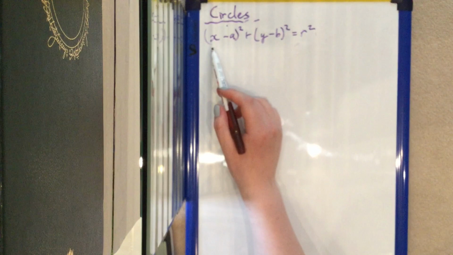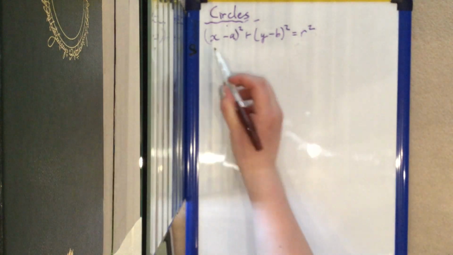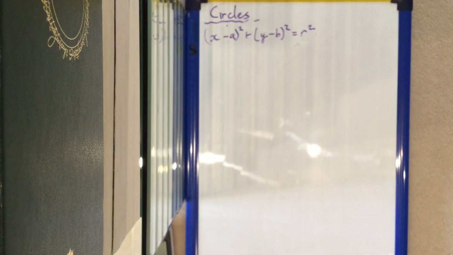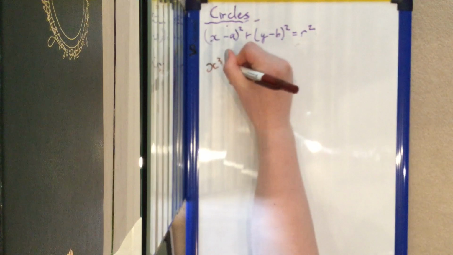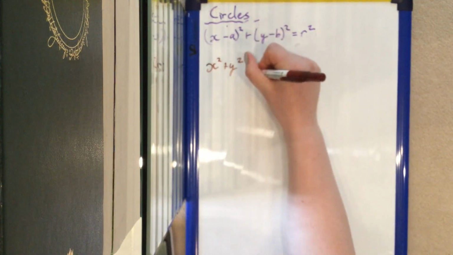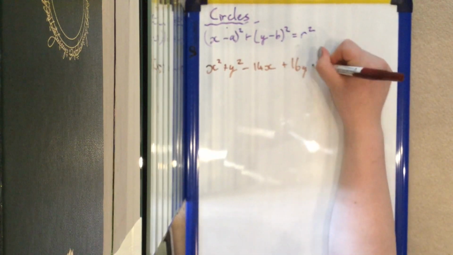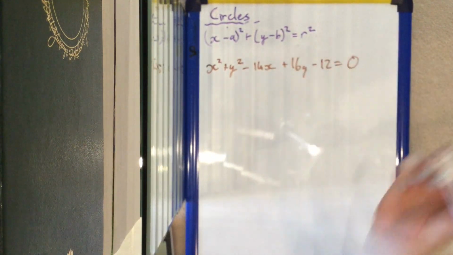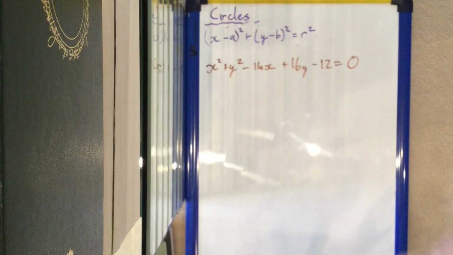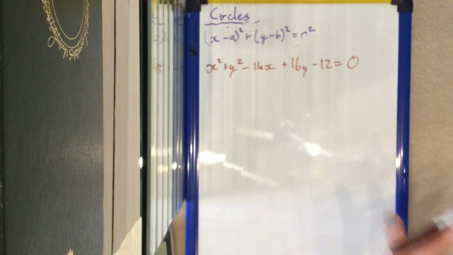If the equation of the circle arrives in this form, it's very easy to read off your radius and your centre point. But not all circle equations come like this. So the one we're going to look at is x squared plus y squared minus 14x plus 16y minus 12 equals 0. Which doesn't look very nice and at first glance doesn't even look like a circle equation.